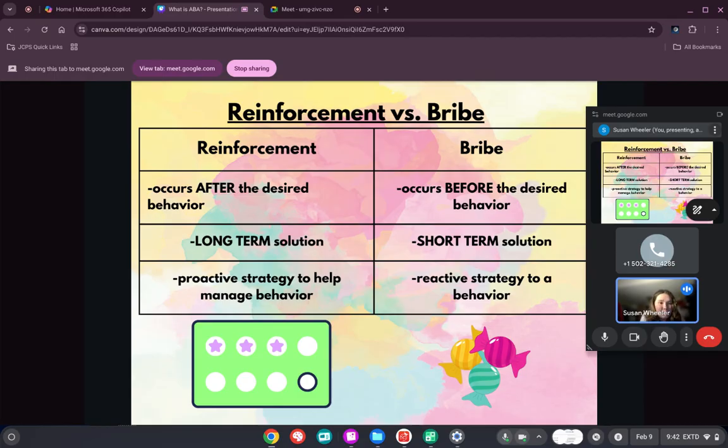A lot of times when I think of a bribe, I think of a student acting out and a teacher just quickly being like, oh my goodness, please just stop and I'll give you a Jolly Rancher if you'll just stop and you'll listen. That's only reactive, it's not proactive. Whereas reinforcement is something like a star chart where the student earns stars to hopefully increase the behavior over time.